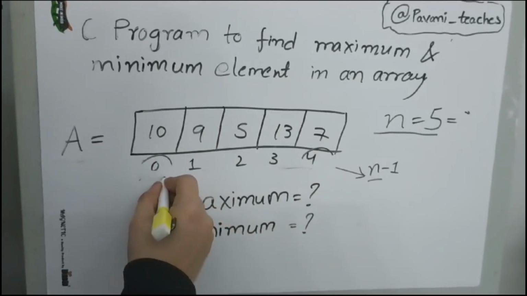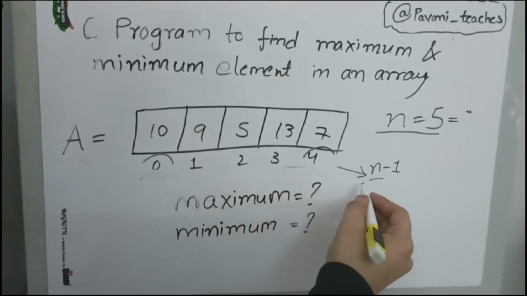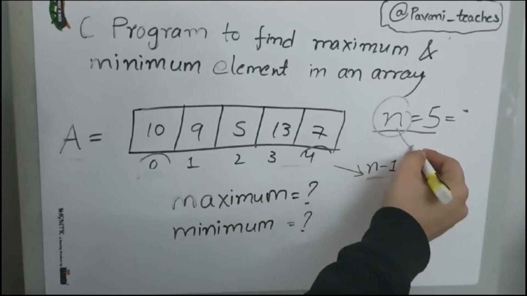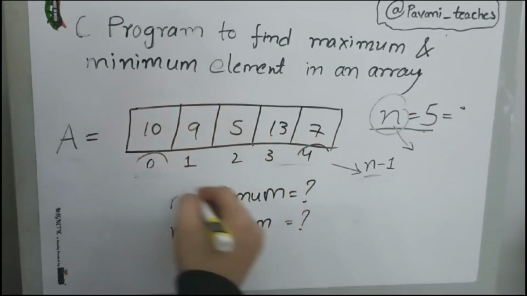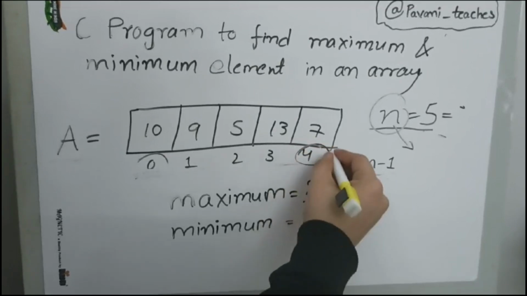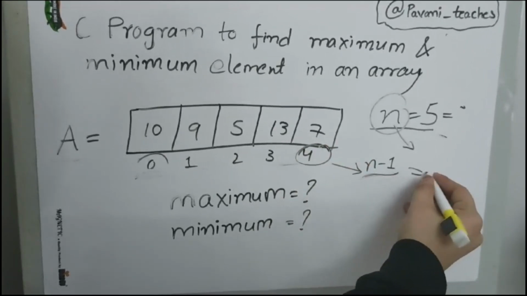Every index in an array starts from 0 and ends with n minus 1. Here n is the size of the array, and as we take 5 elements, n is equal to 5, and the index ends with n minus 1, which is equal to 4.